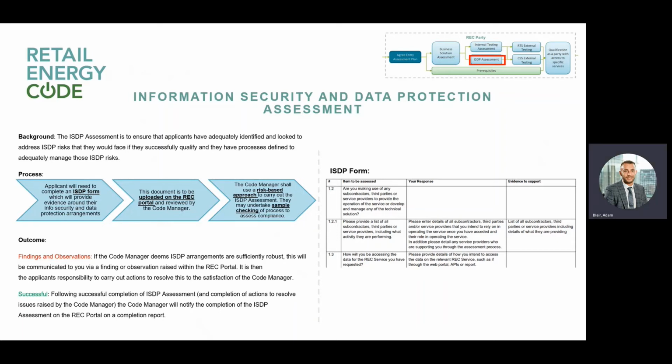The ISDP assessment is to ensure that applicants have adequately identified and addressed relevant information security and data protection risks. The applicant will need to complete an ISDP questionnaire, and this will be assessed by the Code Manager. If during this assessment the Code Manager does not gain the necessary level of confidence in the applicant's system and processes, again, feedback will be communicated to the applicant via the REC portal. The applicant is responsible for proposing and carrying out the corrective actions to remediate any issues, if necessary prior to qualification or at a set due date after qualification.